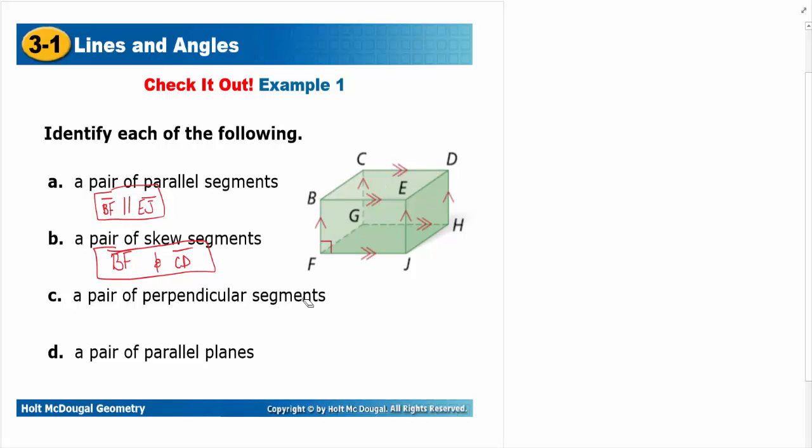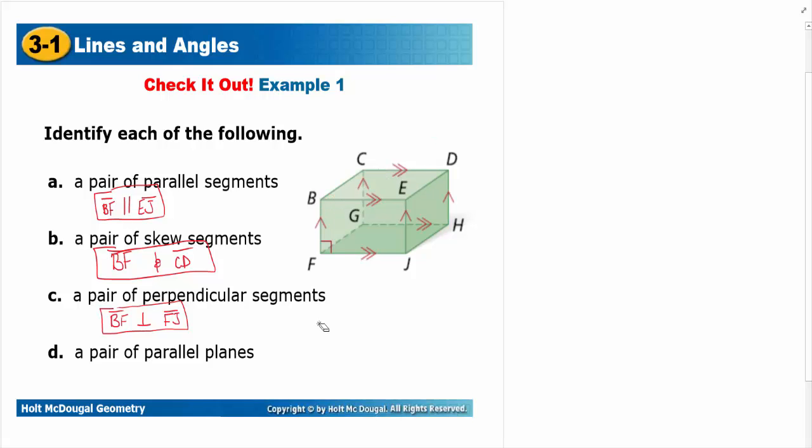Okay. Pair of perpendicular segments. This one, since it's labeled again, I'll use that. So I'll say BF is perpendicular to FJ. Again, there's a bunch of them. That's the only one they have labeled, but if you look, this is a box, so we got right angles just about everywhere. You can just label them however you want.